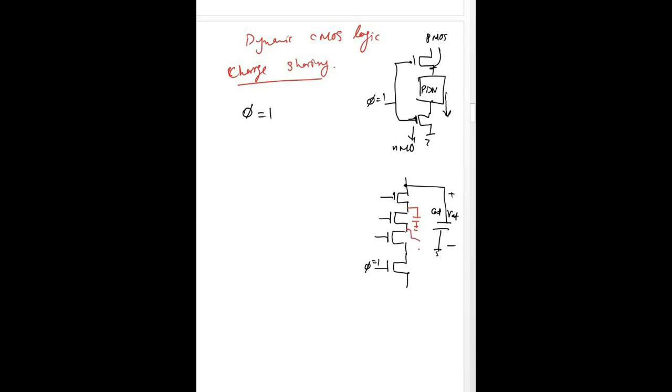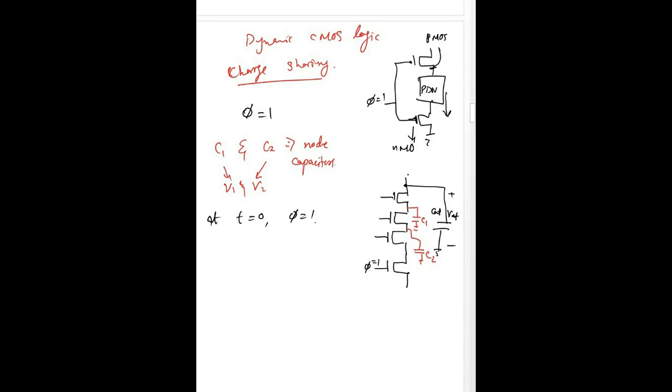This is our second node capacitor. This is known as C1, this is known as C2. So we have 2 different capacitors, C1 and C2. These 2 are our node capacitors. And obviously the corresponding voltages are V1 and V2 on these capacitors. So we assume that at t is equal to 0, phi is equal to 1.